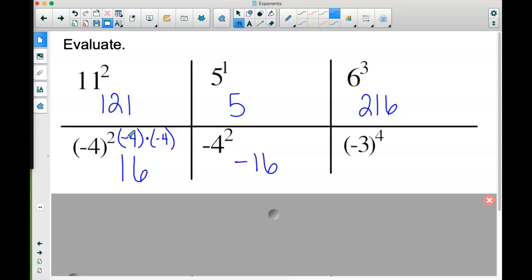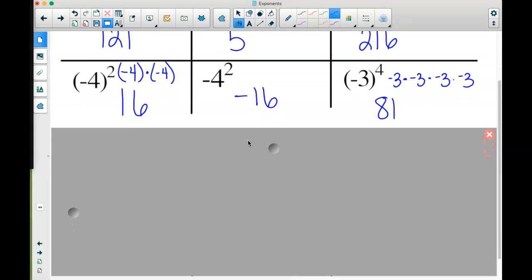And lots of you are correct. It's going to be a positive answer. Okay, it's going to be positive because you have negative 3 times negative 3 times negative 3 times negative 3. 2 negatives make a positive. 2 more negatives make a positive. So my answer has to be positive, and it's positive 81. Okay, questions there?